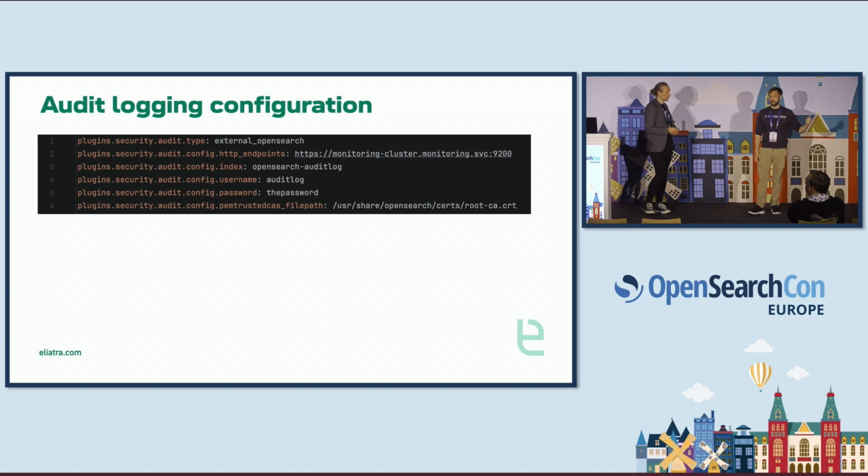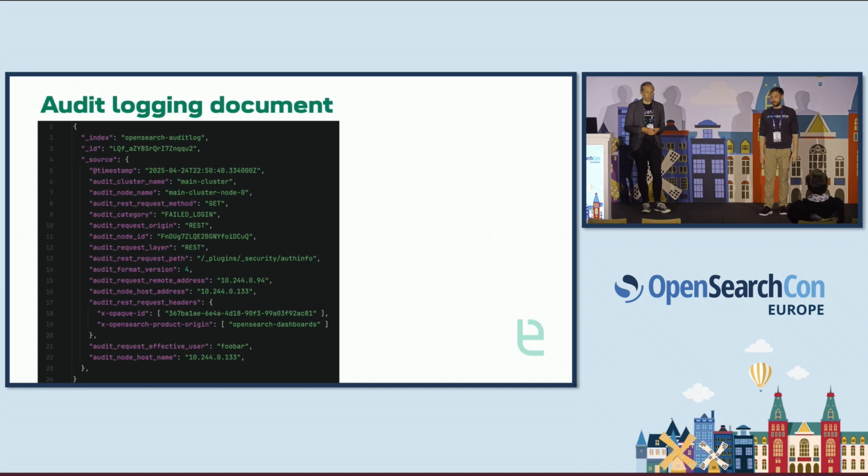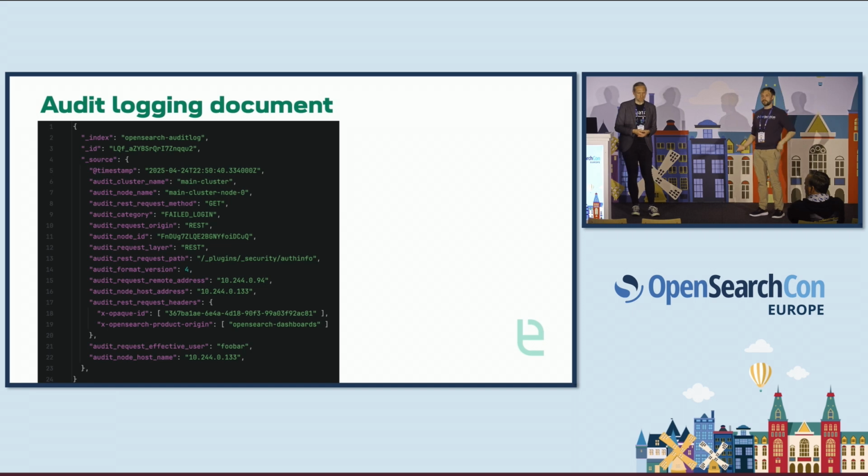There are other sinks out there, such as Kafka, Log4j, and the internal OpenSearch cluster. It's a very configurable component. But in this demonstration, we're using a separate monitoring cluster to store the audit log information. And this is just an example of what an audit log document may look like that's stored within the cluster.